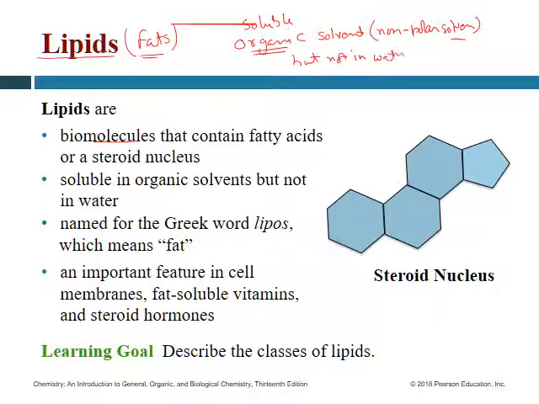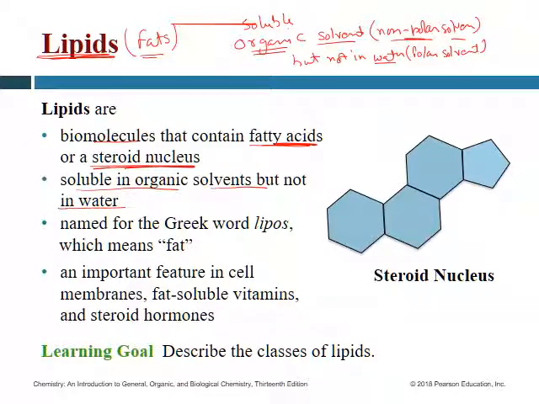Because water is a polar solvent, right? So always remember that fat cannot be solubilized in water because lipids are non-polar in nature, so that's why they can easily be dissolved in organic solvent, which is non-polar solvent, right? And lipids also contain some fatty acid or some steroid nucleus, which we're going to see. They are soluble in organic solvent but not in water, like I already told you.